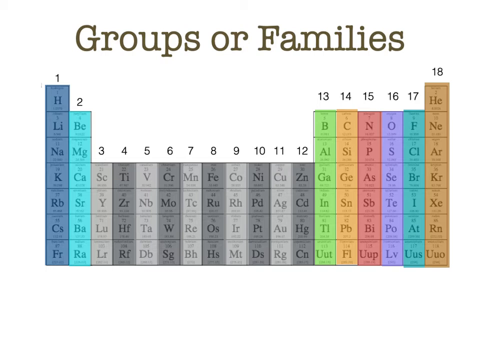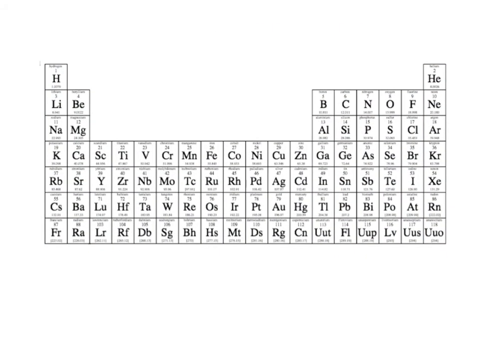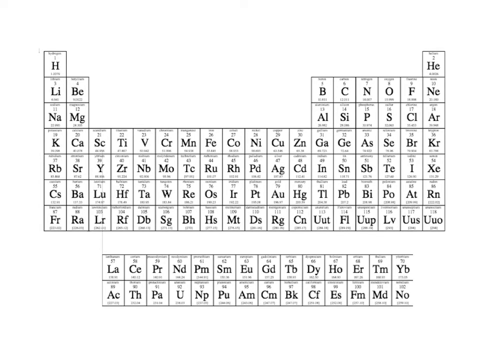The families are things that have similar chemical properties. They tend to react in the same way, they tend to gain and lose electrons in the same way, and they're grouped into categories that have specific names that we'll take a look at here in a bit. And so we have this structure for the periodic table.